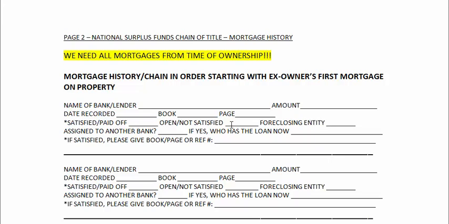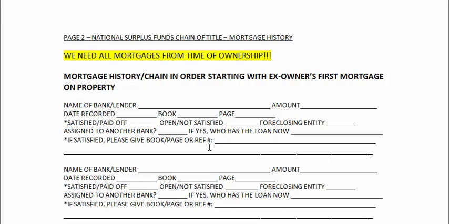They took the house. Was it assigned to another bank? If yes, who has it now? Okay. If it's satisfied, in other words, paid off, satisfied, terminated, or released, give the book and page number as a reference so that we know that you actually saw that and you didn't make an assumption.